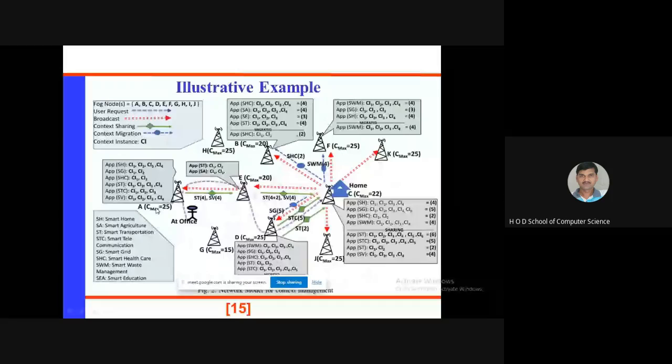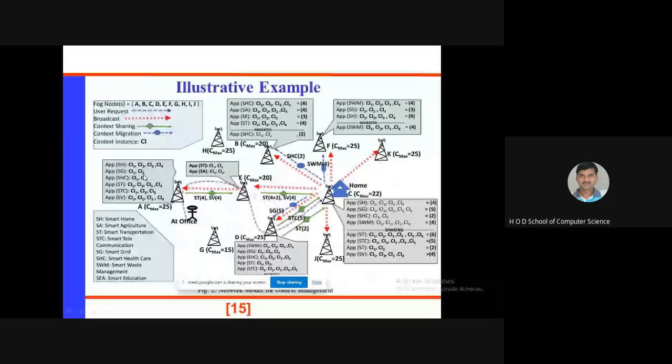Now currently this fog node has these many applications. One point I would like to say: you have taken 13 IoT applications, but all these applications are not deployed in all fog nodes. Randomly, 8 to 9 applications are deployed in each case. Here, SH means smart home, and this is SG, smart grid. Then SHC means smart healthcare, ST is smart transportation, STC is smart telecommunication. Like this way, these 5 or 6 applications are here, and each application has some context instances. In the first case it has 4, second case 2, third case 2, fourth case 4, like this way. So this is what the context instances say it has right now.